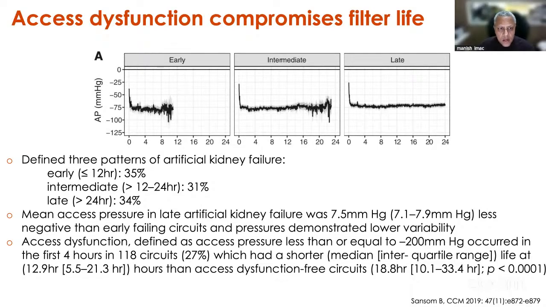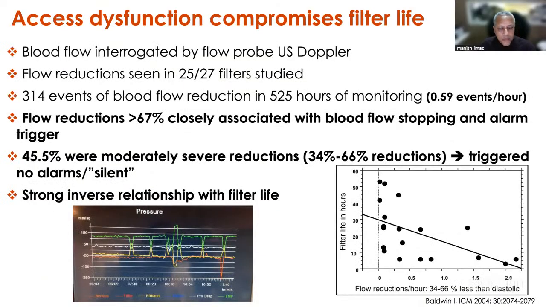And both of these led to early filter clotting and loss of the CRRT hemofilter. Therefore, we know that the access per se will affect how you deliver the CRRT and, to a certain extent, your CRRT filter life. Now, what we generally become aware of is when the access pressure alarm on the CRRT goes off. By the time the alarm goes off, we know the access pressure is very, very negative, and in all likelihood your blood pump may have stopped and the blood flow may be interrupted.